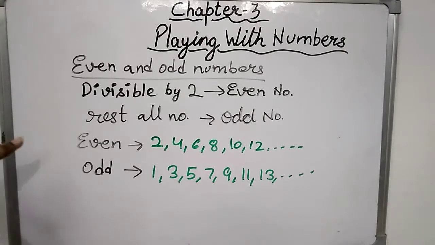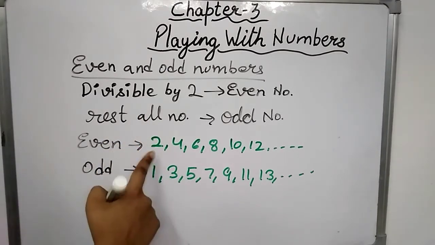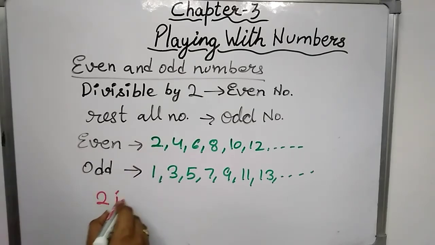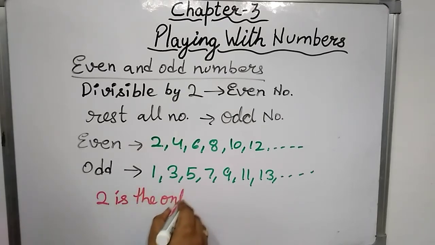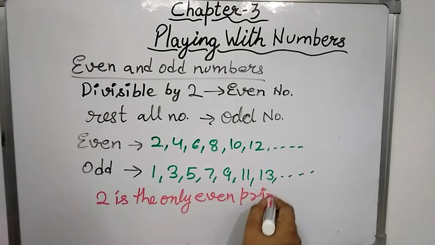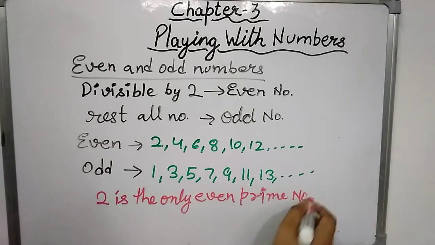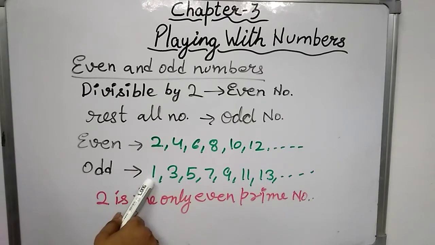By understanding even numbers, odd numbers, and prime and composite numbers, we are able to see that 2 is the only even prime number. Rest all prime numbers are odd. 1 is neither prime nor composite, and 2 is the only prime number that is even.